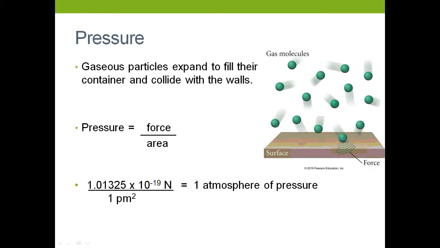Pressure. Gaseous particles expand to fill their container and collide with the walls. The sum of these forces, divided by the area in which they occur, is the pressure of the gas. 1 atmosphere of pressure is defined as 1.01325 times 10 to the minus 19 newtons per 1 square picometer.